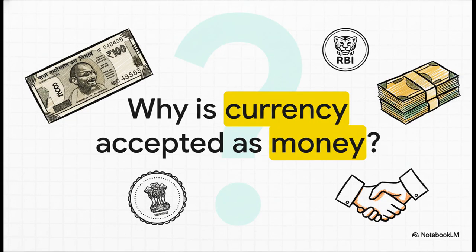But have you ever thought about why we accept a piece of paper like a 100-rupee note as money? It's because it is authorized by the government of the country. In India, the Reserve Bank of India, or RBI, issues currency notes on behalf of the central government. No one can refuse to accept it for payment.